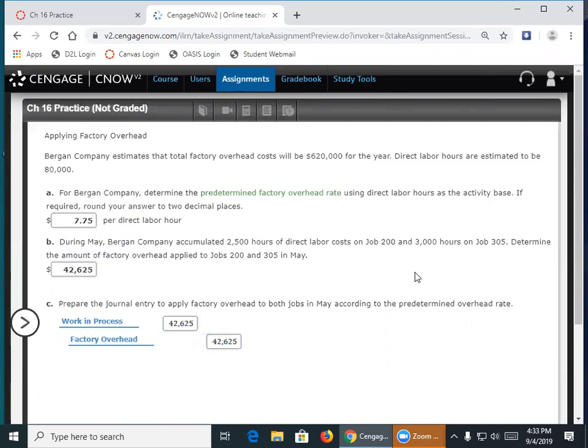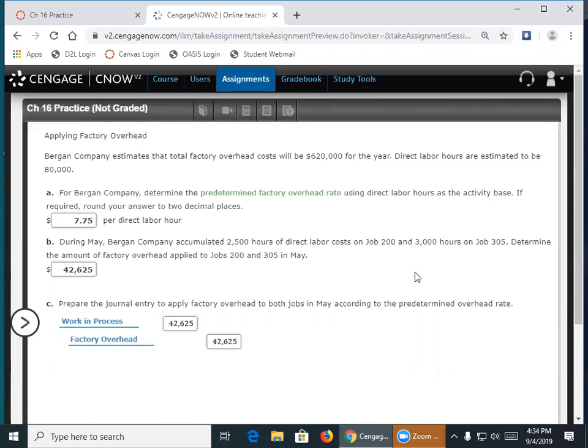So that's an estimate. We're trying to determine how much overhead we think we're going to need or use, and then cost it out so we can charge the customer, right? So that's what we debit and credit. That factory overhead account, you'll see on your notes, I set it up for you as a T account. On the left, when we debit factory overhead, that's always for actual overhead costs.